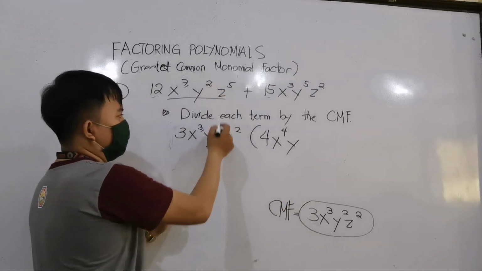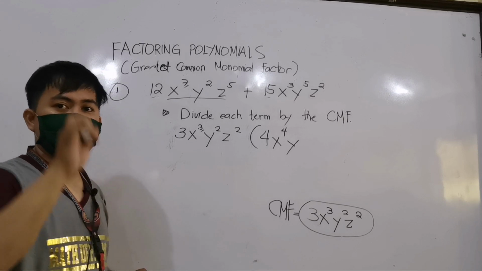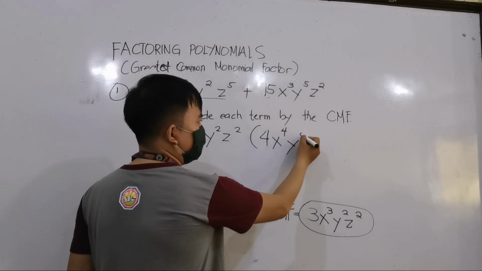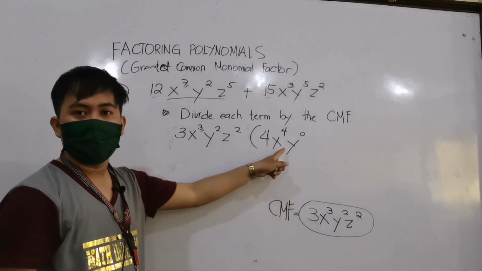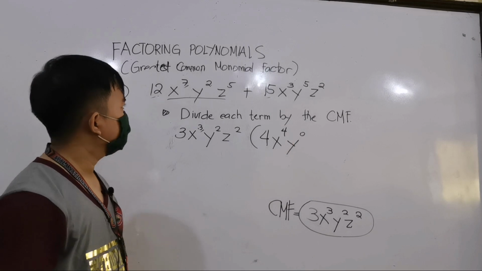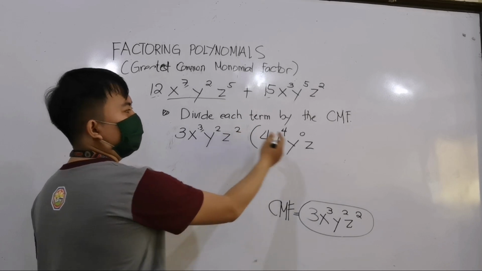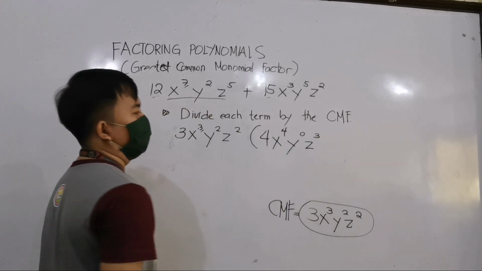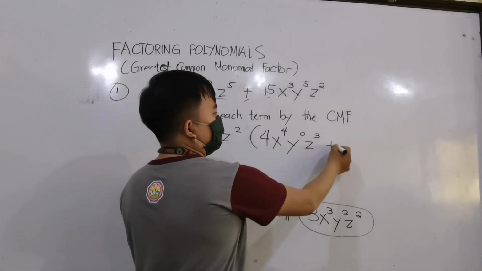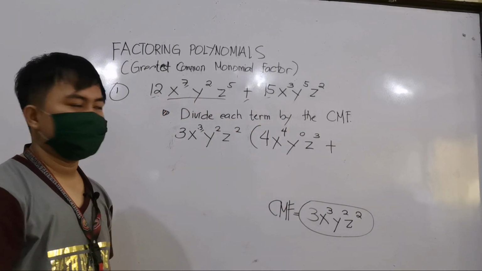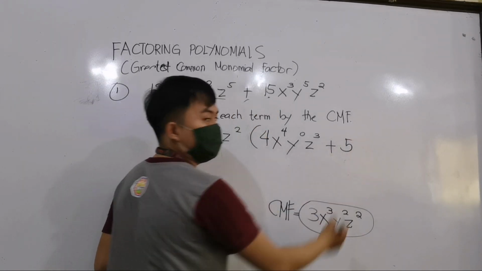Y, 2 minus 2 is 0. So, ilalagay po natin yan dyan, 0. Mamaya, i-explain ko anong ibig sabihin kapag may 0 dyan. And Z, 5 minus 2 is 3. Okay. That is for the first term. Do not forget the operation used. Plus 15 divided by 3, 5.